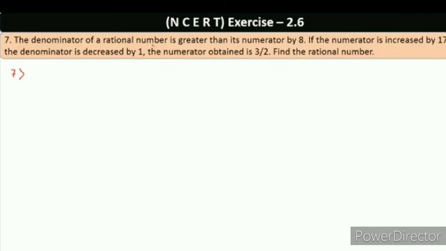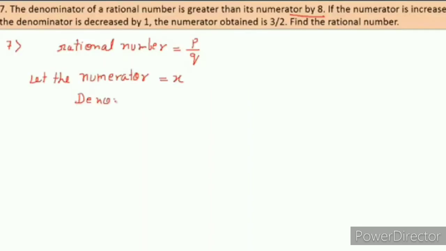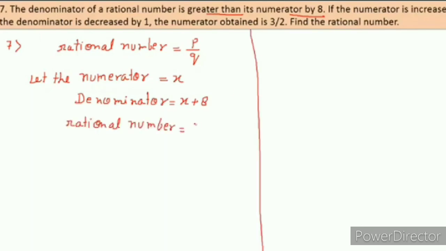We are going to find one rational number. About the numerator and denominator, some information is given. Using that, you will make an equation and find the rational number. As I said, a rational number is in P by Q form. Let the numerator be x. The denominator depends on the numerator. How much is it greater? It is 8 greater. Therefore, denominator equals x plus 8. Now we can write the rational number as x by x plus 8.